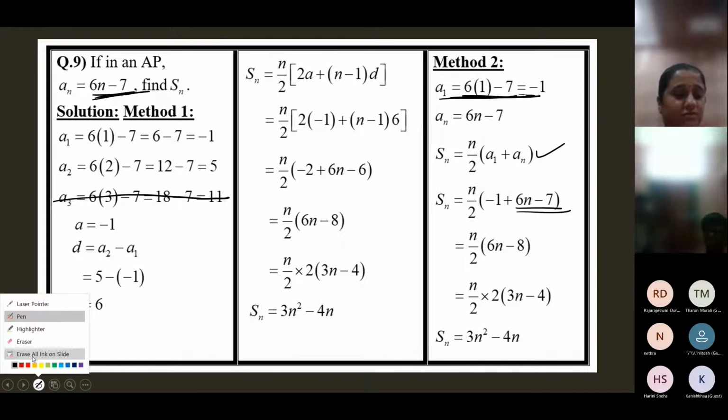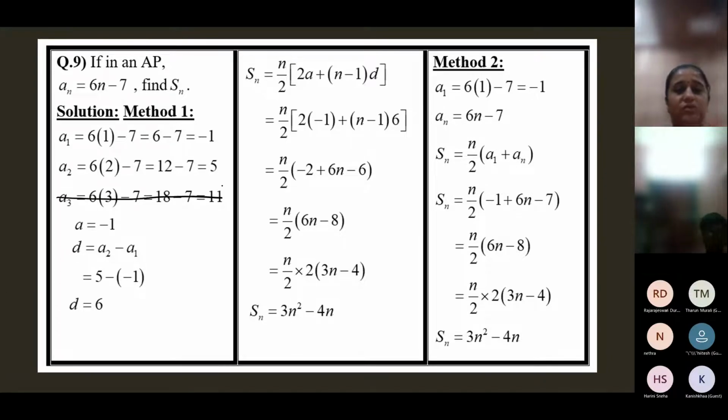If you're using this formula, Sn is equal to n by 2 of 2a plus n minus 1 into d, then you need the values of a and d. That's why we found a, and to find d, we found a2, and then we found d. If you're using this formula, Sn is equal to n by 2 of the first term plus the last term, you need only the first term. So the first term is minus 1. We didn't find a2 because we don't want the common difference. So how do you substitute an? An is this one here, 6n minus 7.